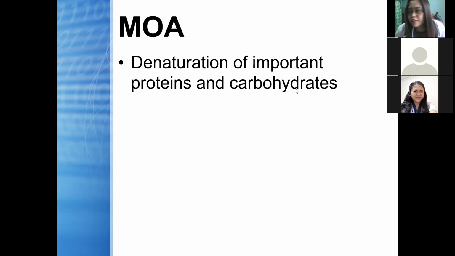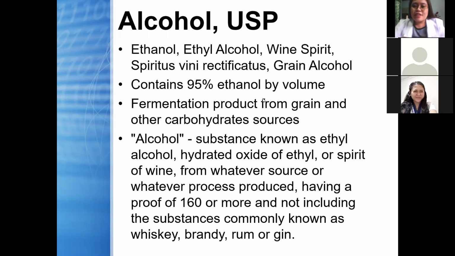Okay, let's continue. We want to clarify the mechanism of action of alcohol. Take note, protein and carbohydrates are the targets of alcohol so that the bacteria die. So let's discuss the alcohol USP. When you see alcohol USP, United States Pharmacopoeia, the alcohol being referred to is ethanol.